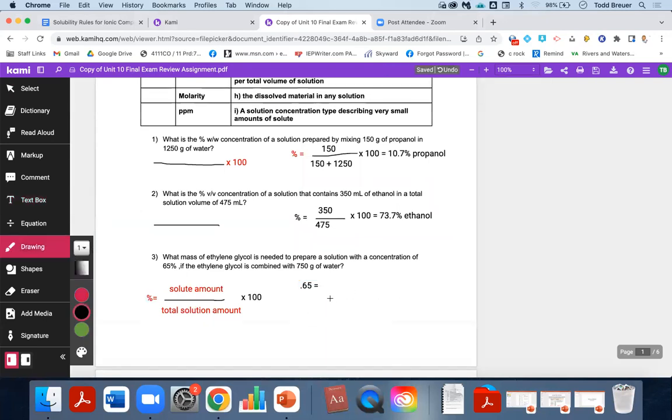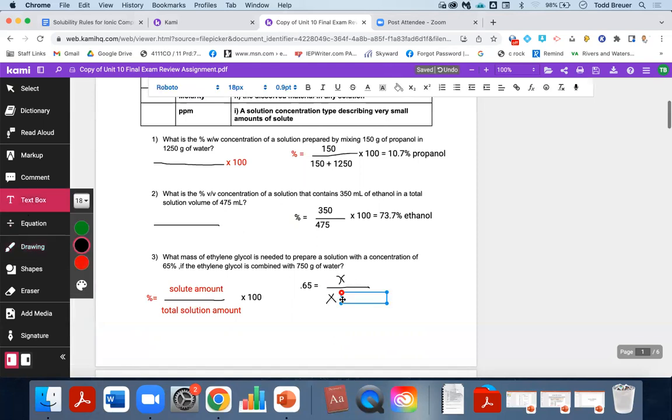Okay, let's get our solute and total amount. So we want to know the mass of ethylene glycol. So we don't know the solute amount, that's X. And what it says, if ethylene glycol is combined with 750 grams of water. So again, we don't know the amount of ethylene glycol, and every solution is solute plus solvent. So that's X plus 750.